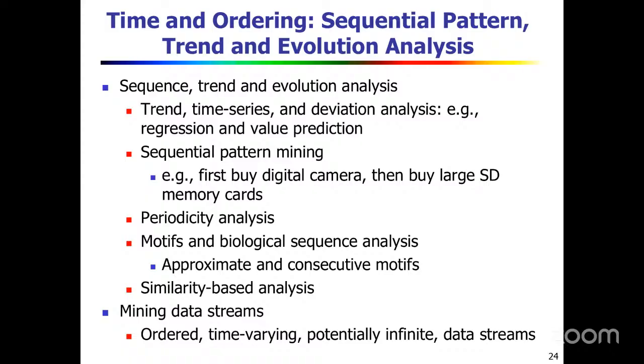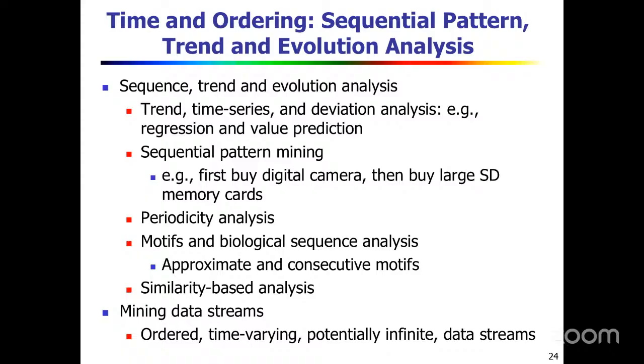Next one, time series and deviation analysis. Deviation, as the name says, is how the data or information deviates from the existing one, right? Example, regression and value prediction. For value prediction, you can predict the values. For example, the stock market. What could be the stock value of a particular company after 10 days or 15 days, or tomorrow also, as per the record, right?